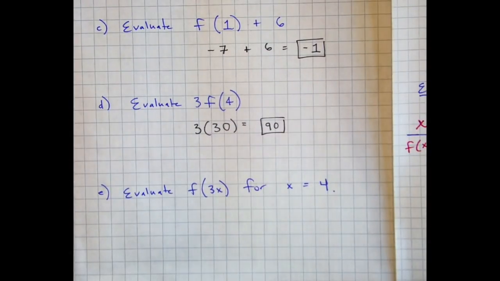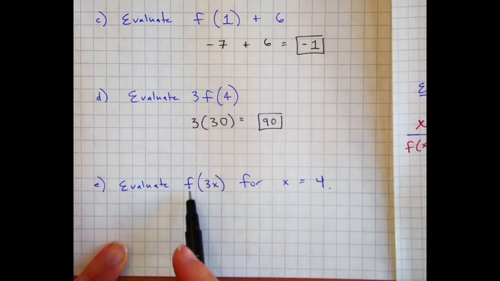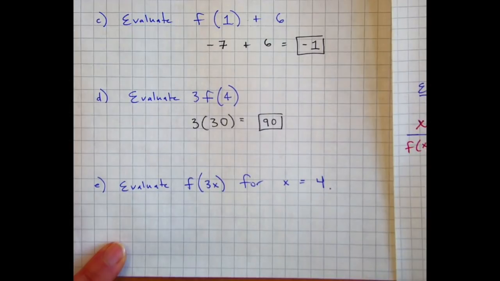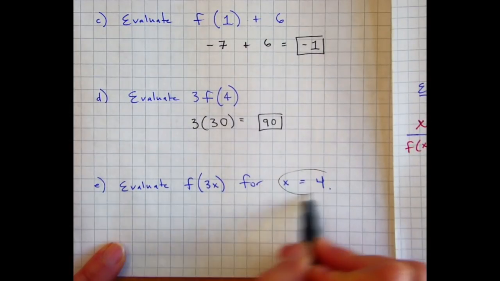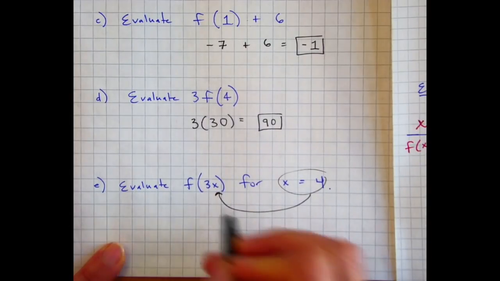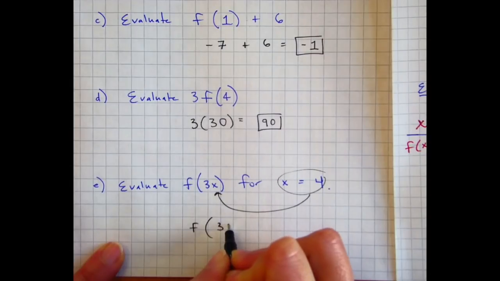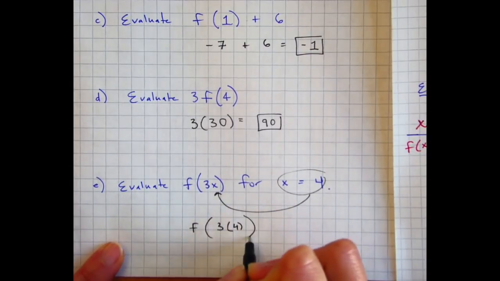All right, and then E, now I have a 3 inside of the parentheses. Let's say, okay, f of 3x for x equals 4. I'm just going to go ahead and plug in 4 for x. So it's going to be f of 3 times 4. 3 times 4 is 12. F of 12.